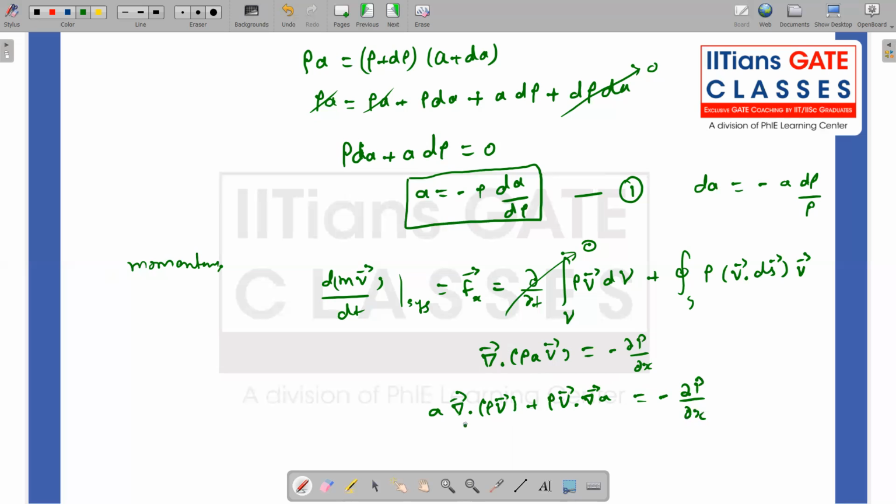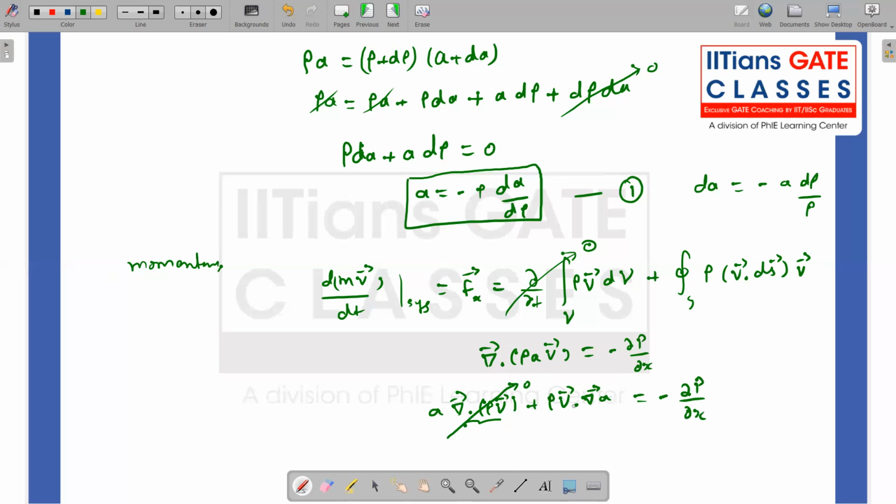Now you see, this is nothing but the continuity equation. From the continuity equation, I know the divergence of rho v is 0. So all I'm left with is rho v dotted with the gradient of a. This is equal to minus dp by dx. That's interesting.